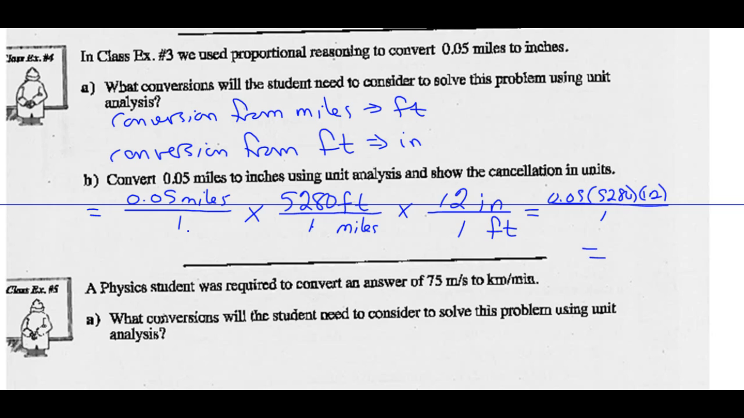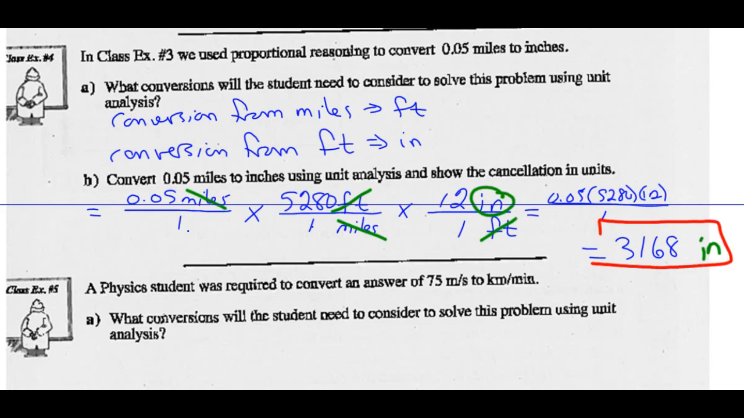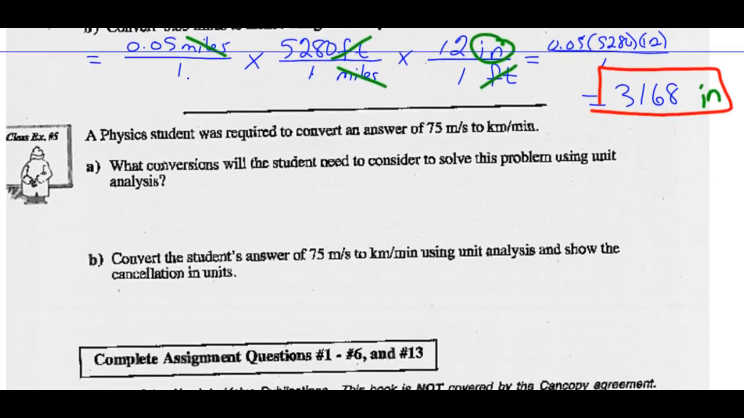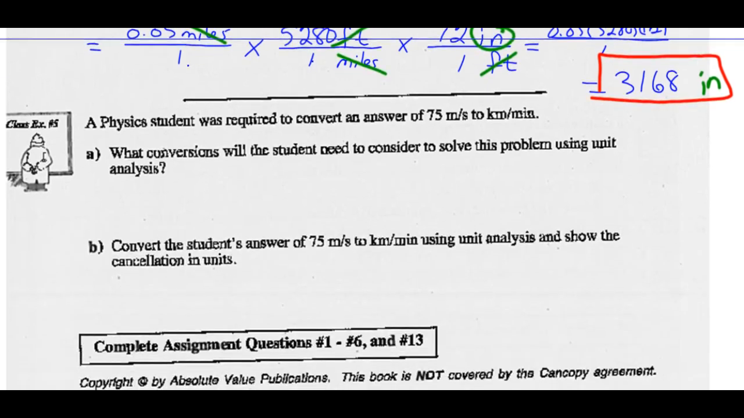Let's eliminate the units. So I've got a mile in the numerator, a mile in the denominator, they're gone. A foot in the numerator, a foot in the denominator, they're gone. My final unit then should be in inches. And then it's just a matter of calculator work. 0.05 times 5280 times 12 gives us the same answer we had earlier, 3,168 inches. All right. So unit analysis, we can do multiple conversions all in one straight conversion statement.